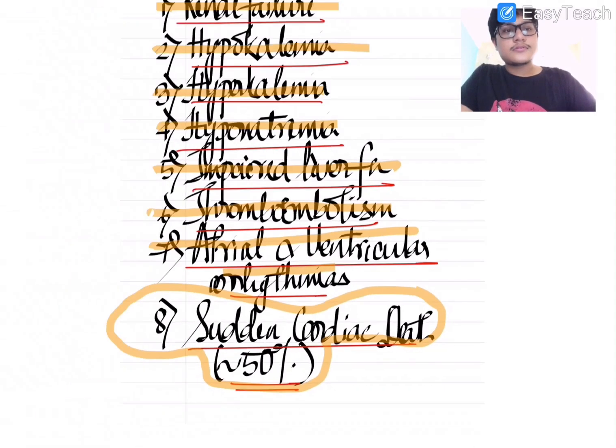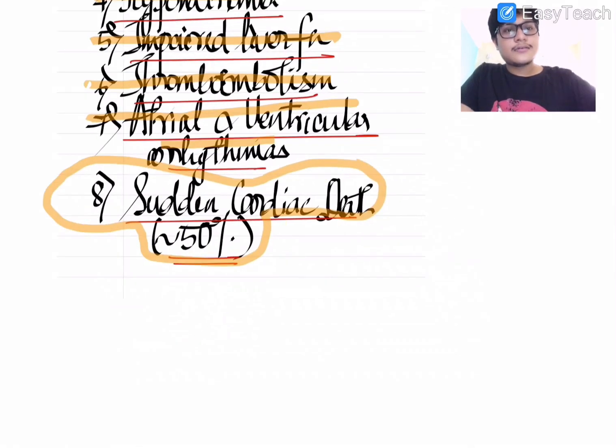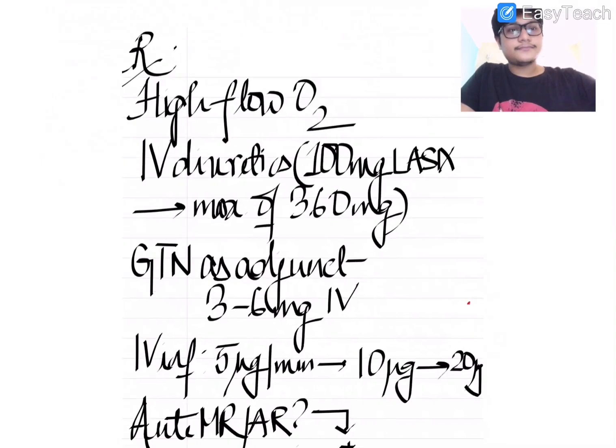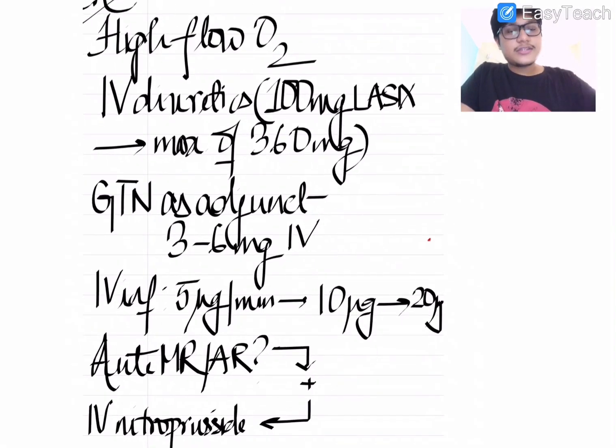So now let's jump into the therapy. When a patient presents to the emergency department with heart failure and there is dyspnea, our first priority is to relieve the patient of the acute pulmonary edema. So we will give diuretics, and the diuretic of choice is Lasix or furosemide. We give it 100 milligrams immediately, and we can give a maximum of 360 milligrams.